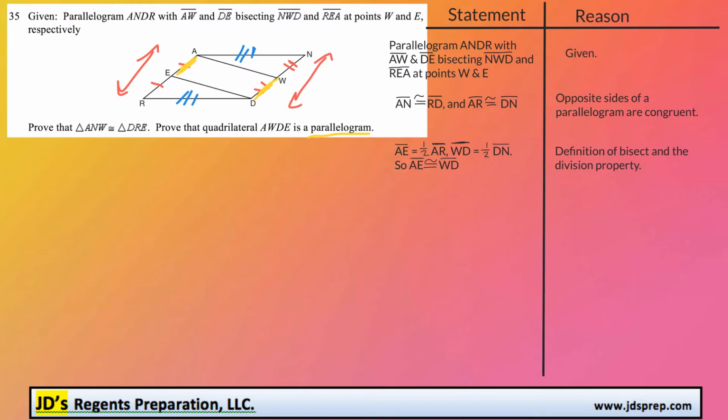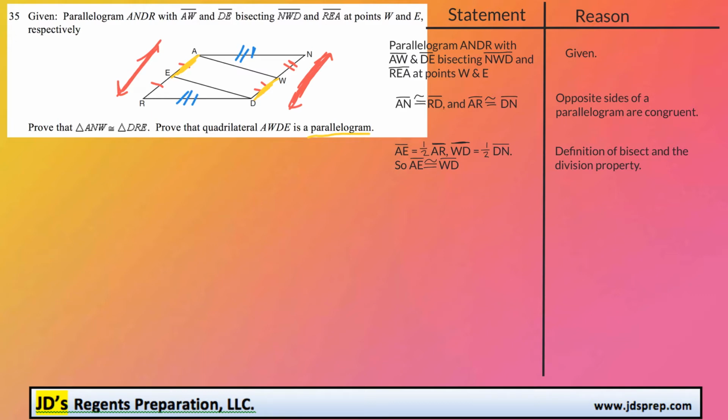In my statement, you'll see that I said the line from A to E is half of the length of AR. So this yellow line is half of that in total length. We also know that the length from D to W, or WD, is half of the line from D to N. Because of that, we can conclude that the line from A to E and WD are equal or congruent. Essentially, the lines from A to R and D to N are both being cut in half, so each of those half segments are going to be equal to each other because we know A to R and N to D are the same length.